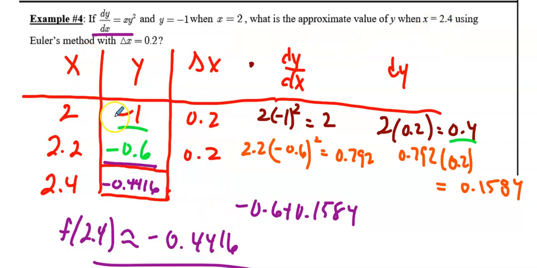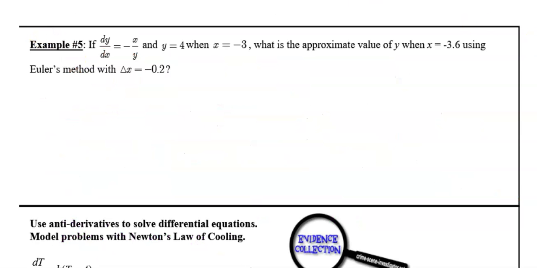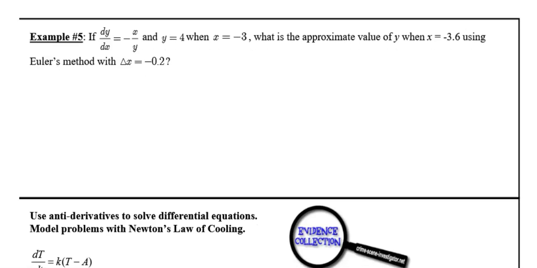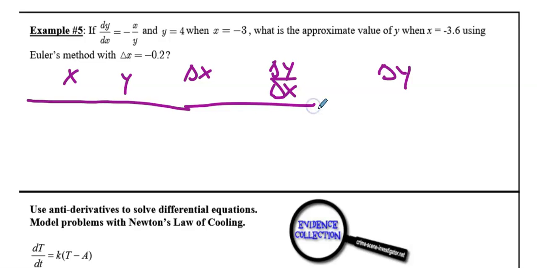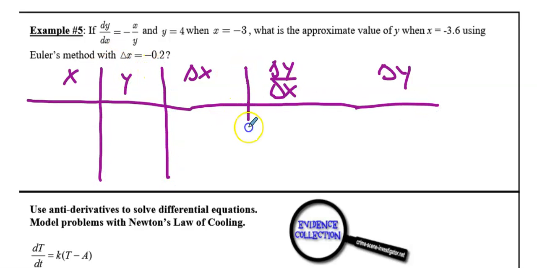But again, this video is just on Euler's method. So let's look at one more example for Euler's method, example number 5. Just like before, ladies and gentlemen, we're going to do x, y, delta x, delta y over delta x, just keep it constant. Again, it doesn't really matter, and then delta y. I draw myself a little line here and our little boxes.